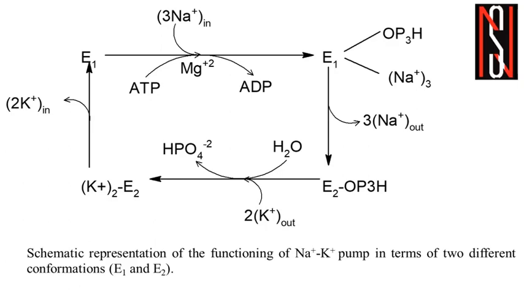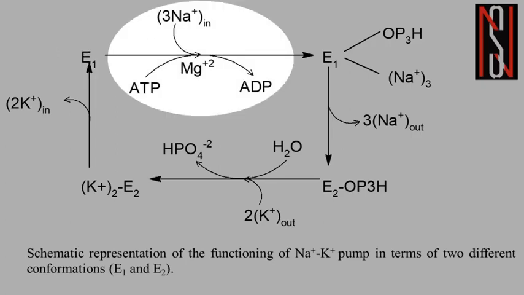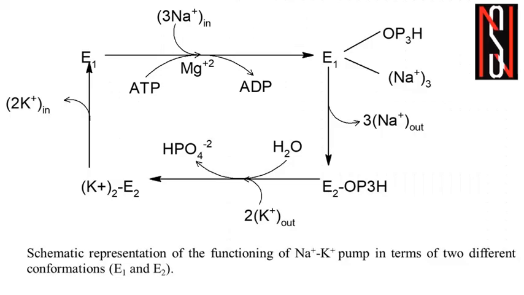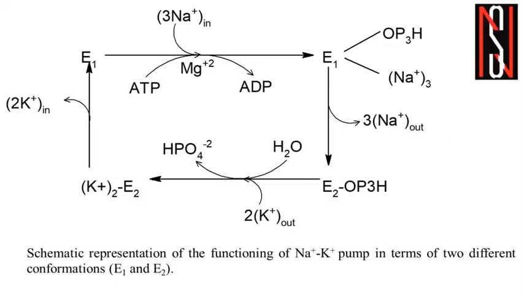Now when the pump is open towards the inside of the cell, first 3 sodium ions will try to bind with the alpha subunit in the presence of ATP, that is, the ATP hydrolysis process is going on. ATP is converted to ADP through the magnesium 2 plus ion. Then in the second structure you can see that E1 is attached with one phosphate group and 3 sodium plus ions. Now the eversion process will happen.